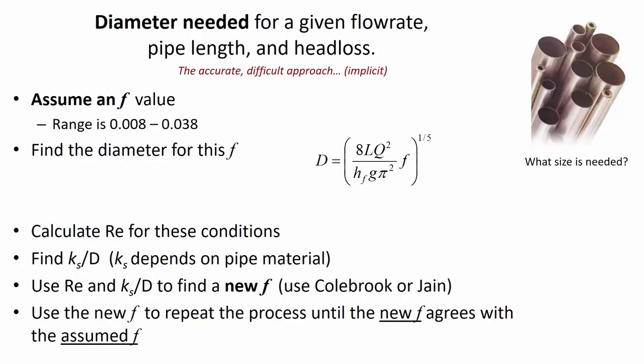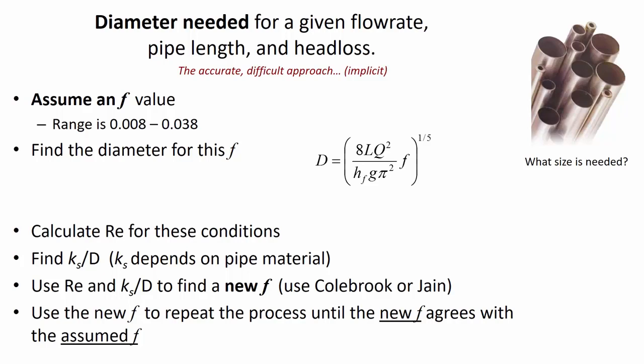Now, based on the F value, we're going to find out what the diameter should be, because we'll already know the Q, we'll know L, H sub F will be known. F, this friction factor, is really going to be the only thing that so far is uncertain. But once we have that diameter, we can calculate the Reynolds number, because once we know the diameter of the pipe, we can calculate the velocity, and with the velocity we can calculate the Reynolds number.